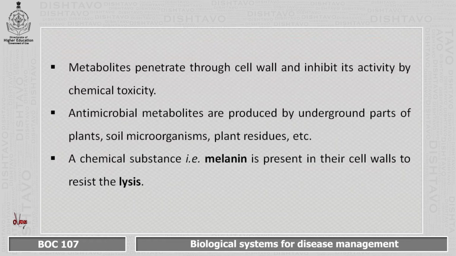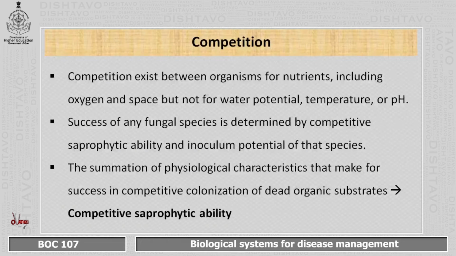Metabolites penetrate through the cell wall and inhibit its activity by chemical toxicity, since they have the capability, they have some chemicals. Next, antimicrobial metabolites are produced by underground parts such as plants, soil microorganisms, plant residues, etc. A chemical substance, melanin, is present in the cell wall of these metabolites which helps them resist lysis. Next mechanism is competition.